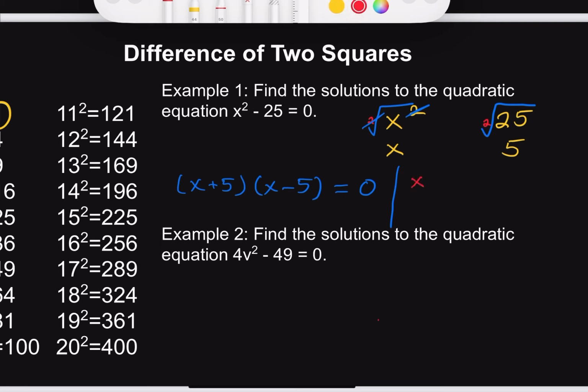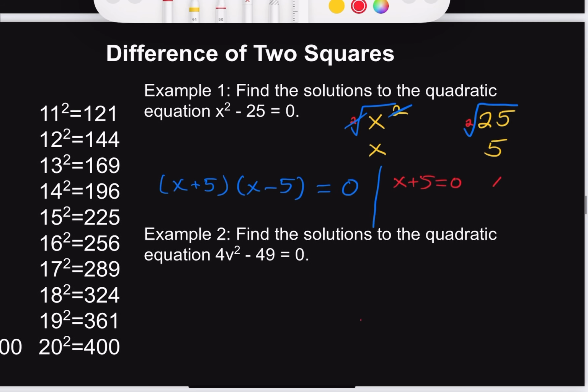So that's x plus 5 equals 0. And then we have x minus 5 equals 0. Solve for x for both of those. For the first one, subtract 5 from both sides. x equals negative 5. For the second one, add 5 to both sides. x equals positive 5.